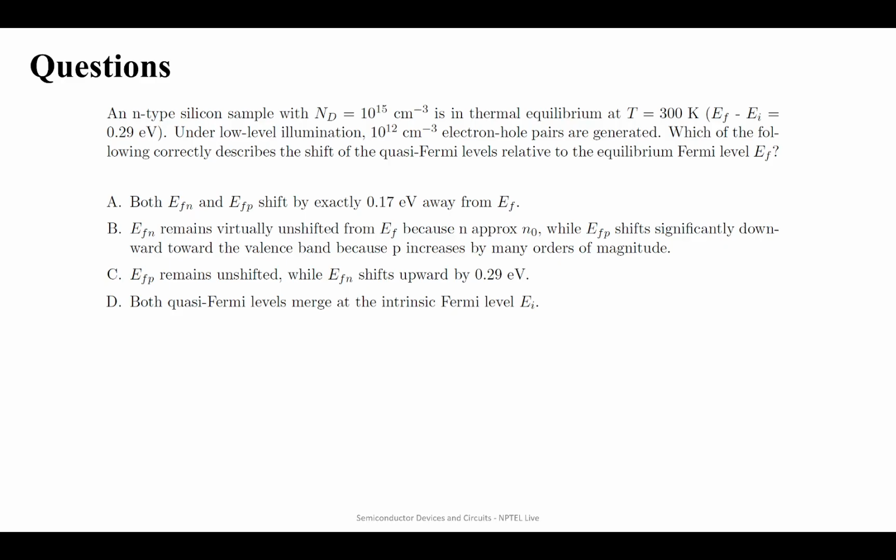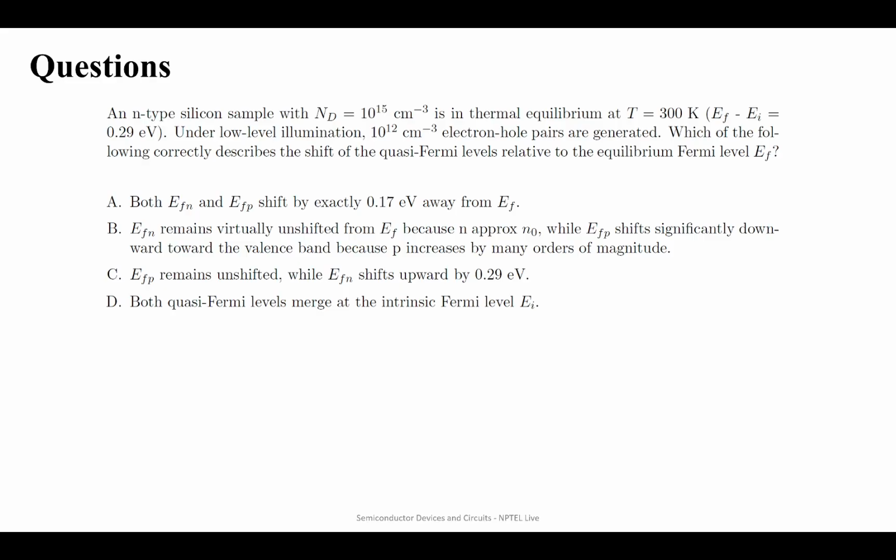An N-type silicon sample with Nd equals 10^15 per cm³ is in thermal equilibrium at T equals 300 K. EF minus Ei is 0.29 eV. Under low level illumination, 10^12 per cm³ electron-hole pairs are generated.